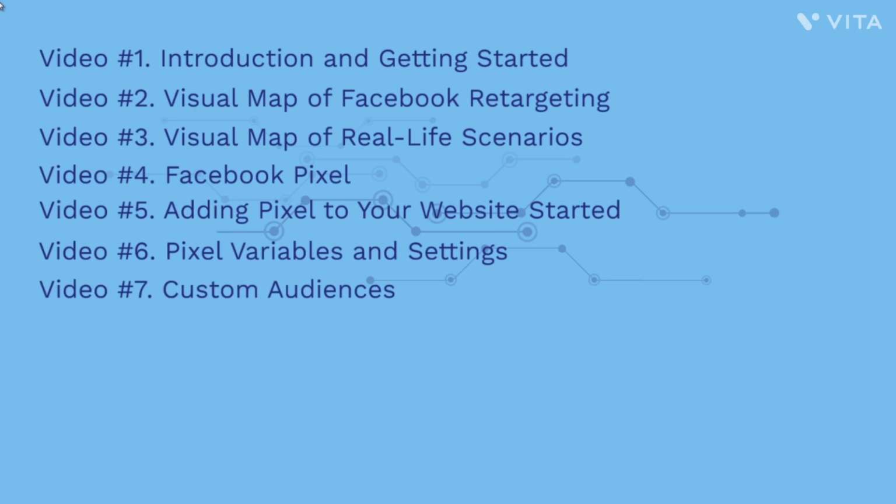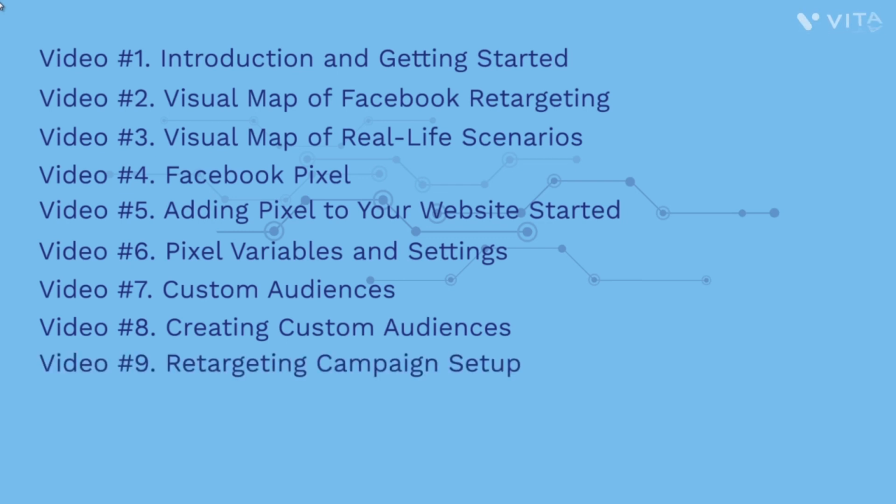In video number 7, we're going to talk about custom audiences, which are essentially lists or segments of people that you have targeted. When you create your Facebook ad, you can then target that specific custom audience and show that specific ad to that audience. Then in video number 8, we'll have some practical application and show you how to create these custom audiences. And last but not least, video number 9, we'll talk about retargeting campaign setup.